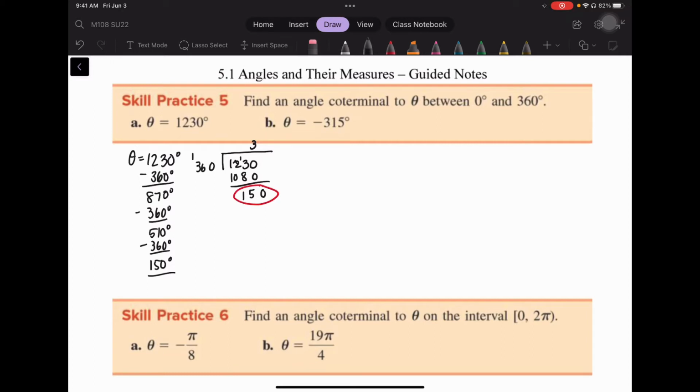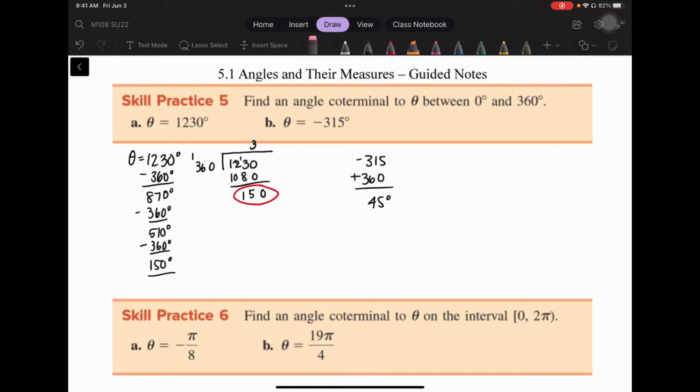For question B, I'm negative and I need to be positive, so I need to add 360 degrees rather than take that away. And negative 315 plus 360 is 45 degrees.